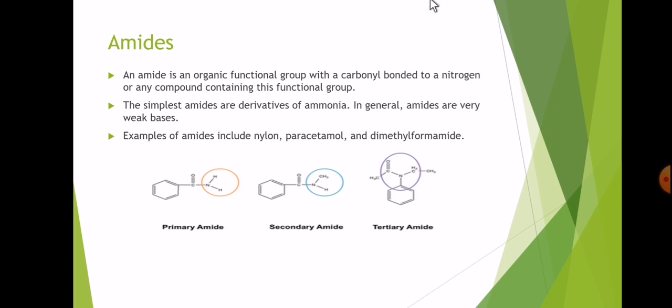Like here we have N, nitrogen, connected to a carbon double bond O, and we have to look at these two, C and N and O. This will make an amide. We don't have to worry about the side groups. They may be H or alkyl groups or aromatic compounds, and on the other side also. So basically we have three types of amides, primary, secondary or tertiary.